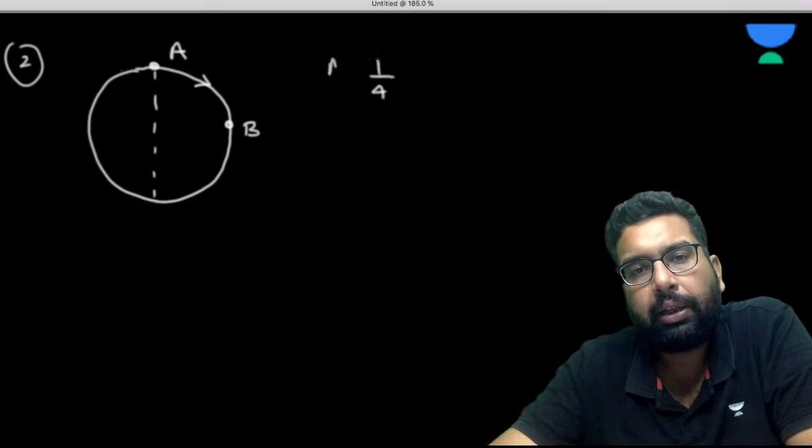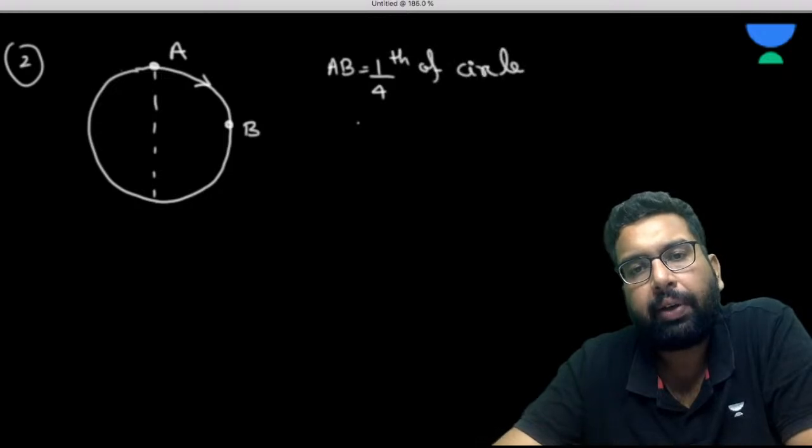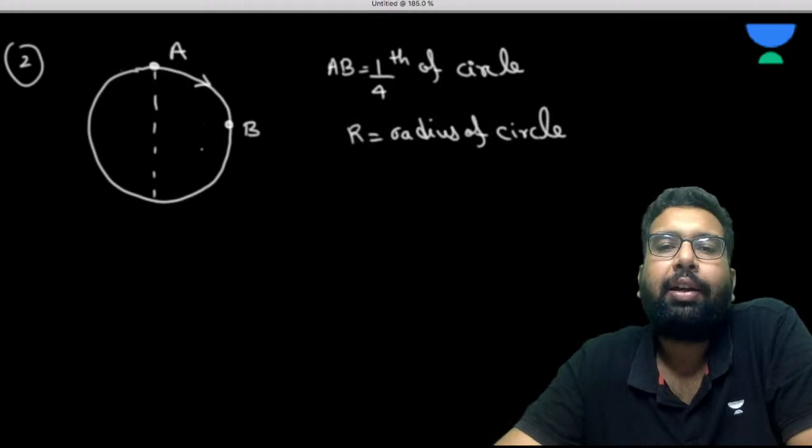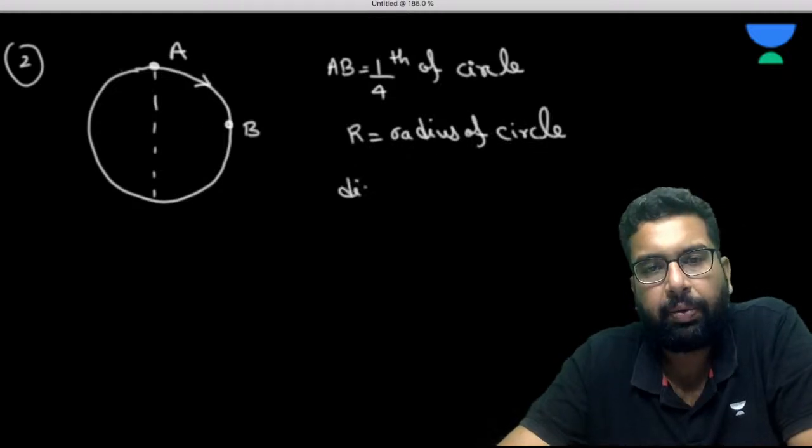A to B is one-fourth of a circle, and you can consider the radius of the circle as R. Okay, R is the radius of this circle. Now, how are you going to get the displacement? Get me the displacement here. What is going to be the displacement?